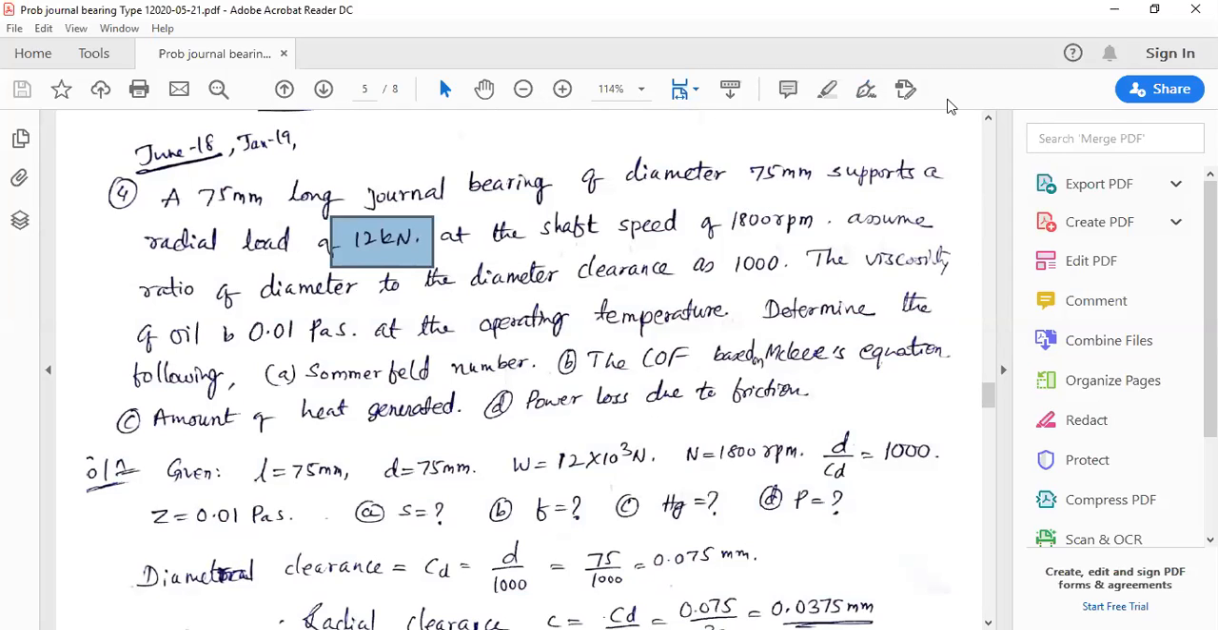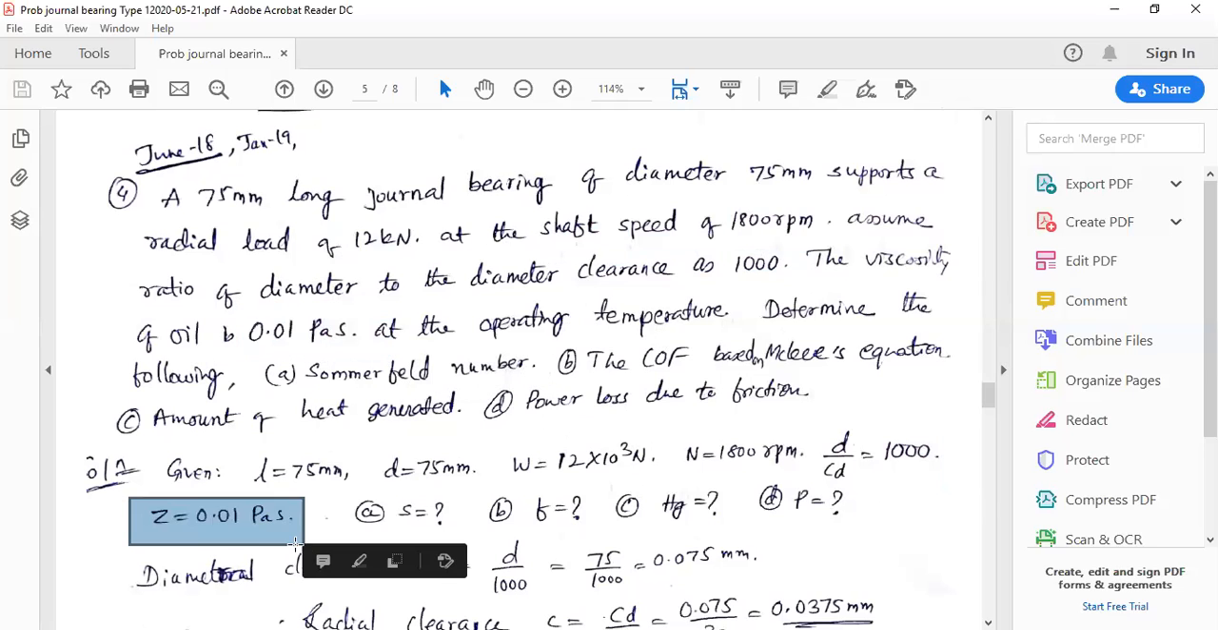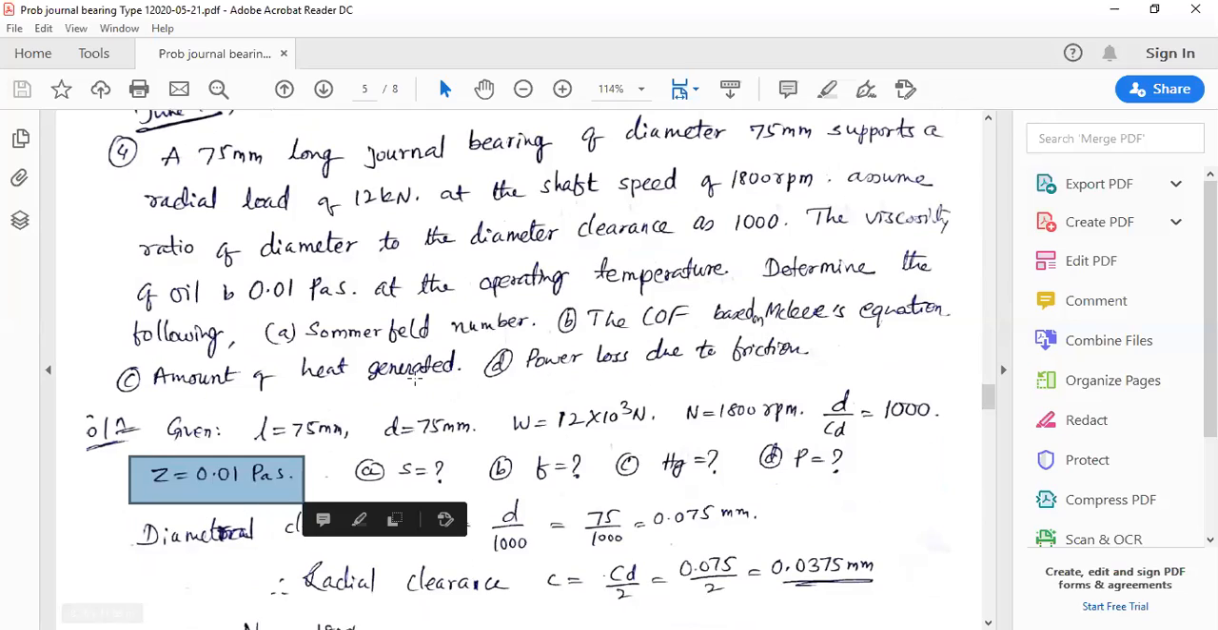Radial load of 12 kilonewton, and a shaft speed of 1800 rpm. 12 kilonewton is W, and capital N is 1800 rpm. Here the ratio of diameter to diametral clearance is given as 1000, and the viscosity of the oil is 0.01 pascal second. That is the notation we are indicating here as capital Z, the absolute viscosity. And the operating temperature is not given.